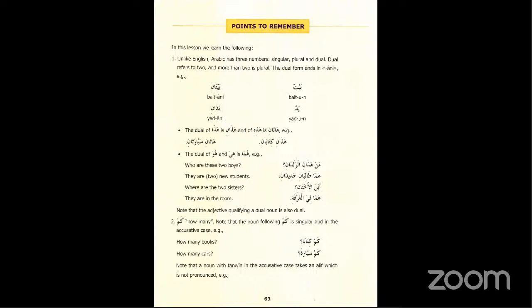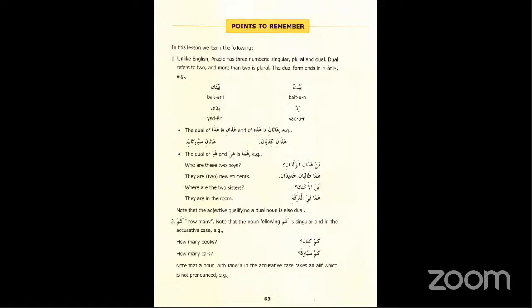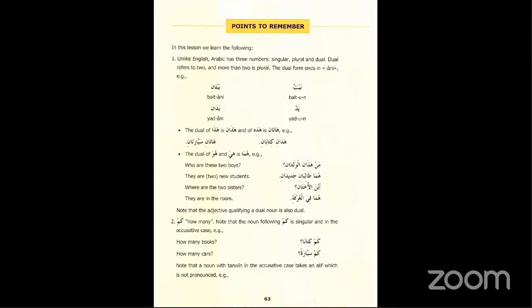To continue: the dual of huwa and hiya is huma. For example, man hadani? Hadani al-waladani. Who are these two boys? Huma talibani jadidani. They are two new students. Excellent. Ayna al-ukhtani? Where are the two sisters? Huma fil-ghurfati. They are in the room. Note that the adjective qualifying a dual noun is also dual.